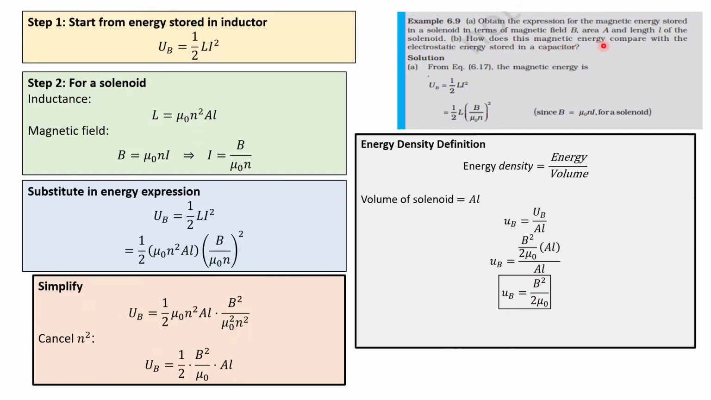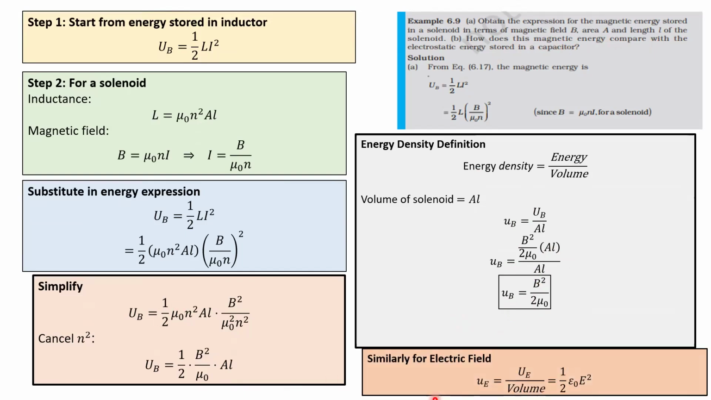How does this magnetic energy compare with the electric energy? Similarly, the electric energy density, electric energy per unit volume, is equal to half epsilon naught E square. This we have already derived in the first chapter, right? While deriving the expression for energy stored in the capacitor, half C V square, energy per unit volume is half epsilon naught E square. So we can compare this one.